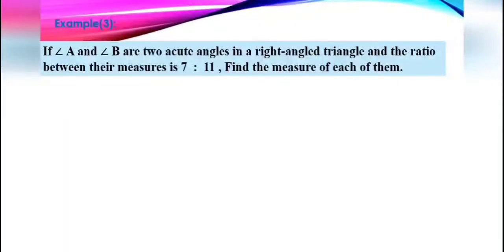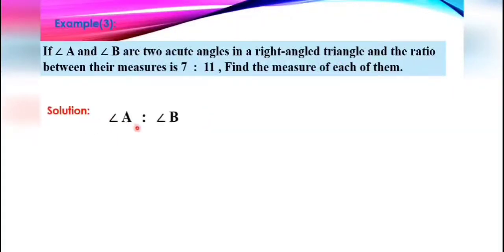So here is an important exercise. Please focus. If angle A and angle B are two acute angles in a right-angled triangle and the ratio between their measure is 7 to 11, find the measure of each of them. Find the measure of each of them. Here, angle A and angle B are two acute angles in a right-angled triangle.